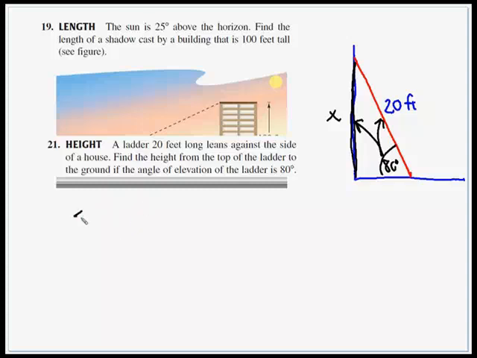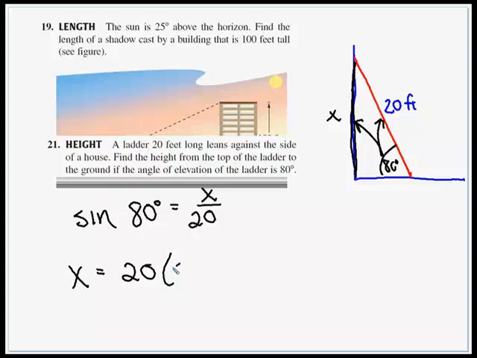That means we have to use sine. The sine of the 80-degree angle is opposite x over hypotenuse 20. So if we solve for x, we're going to multiply both sides by 20. x equals 20 times the sine of 80 degrees. Well, 80 sine, and then we get that value, times 20. We're going to get x is approximately 19.7 feet.